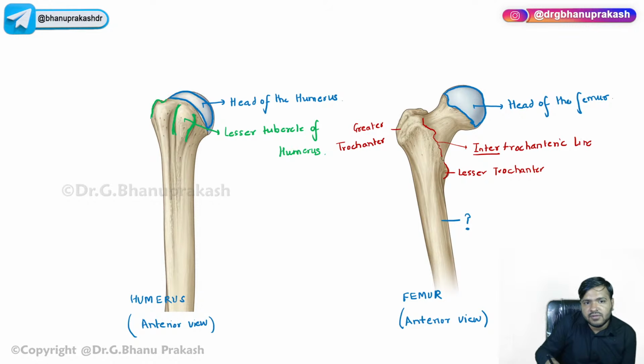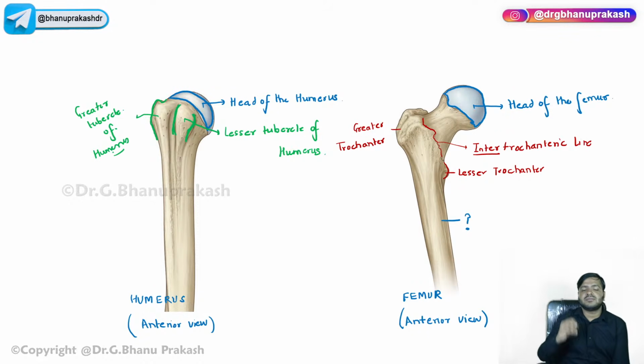And we have the greater tubercle of the humerus. So we have the lesser tubercle of the humerus and the greater tubercle of the humerus. Yes, it is on the proximal end. Proximal, meaning the upper end, near the head. There is a lesser and a greater tubercle.